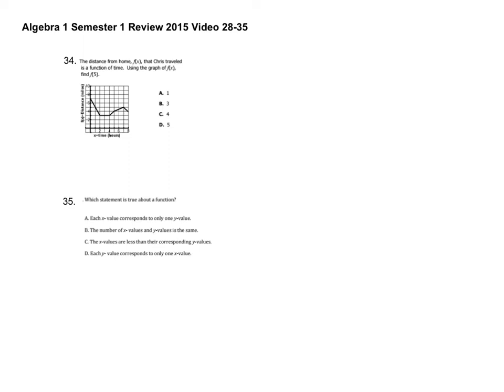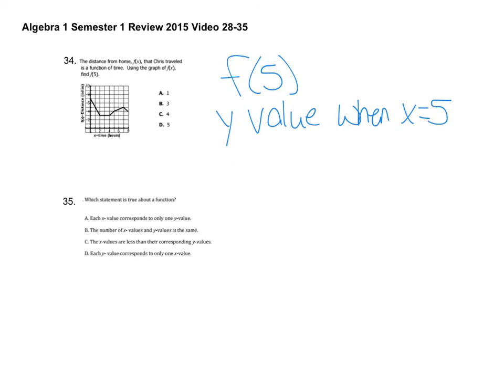34 gives us a graph. It says the distance from home, f of x, that Chris traveled is a function of time. Using the graph of f of x, find f of 5. So when they tell me to find f of 5, they want the y value when x is 5. So we go over to 5, we go up to the graph, and we get right there. And what's the y value there? 4. So f of 5 is 4. Remember, this is the point 5, 4, and my answer is C.